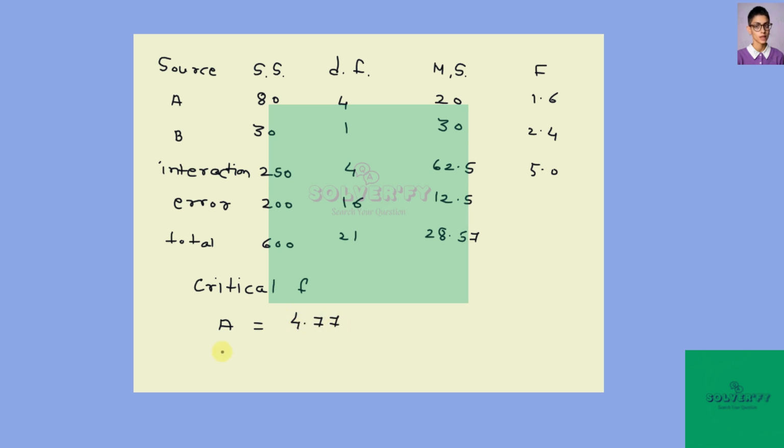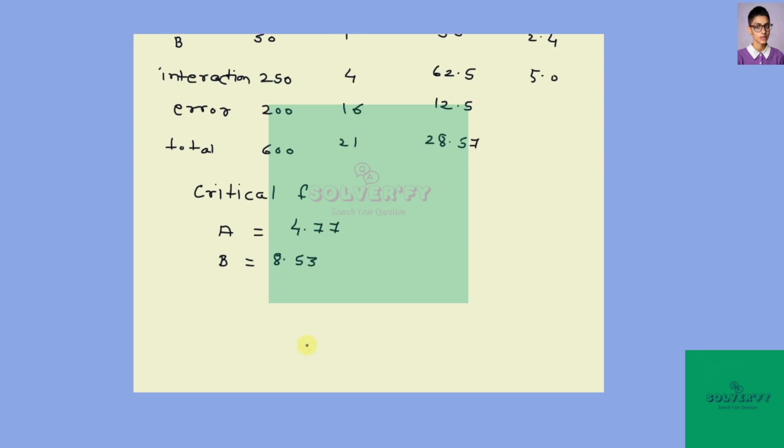4.77. For B, with degrees of freedom 1, 16 and with level of significance 0.01, the F value is equal to 8.53, and for interaction with degrees of freedom 4, 16 and level of significance 0.01, the critical value of F is equal to 4.77. So this is the answer.